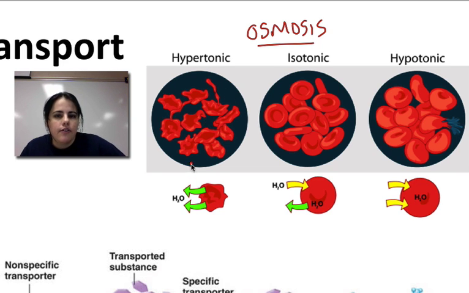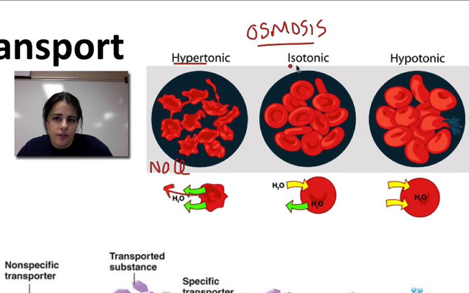And if for some reason the cells are in a hypertonic, hyper means above concentration, tonic is concentration. If the solution out here is above concentration, so if there's a whole lot of salt, NaCl, out here, more so than they are inside of the cell, then the water will have to rush to where there's a higher concentration. So water will leave the cell and it will shrivel up and crenate.